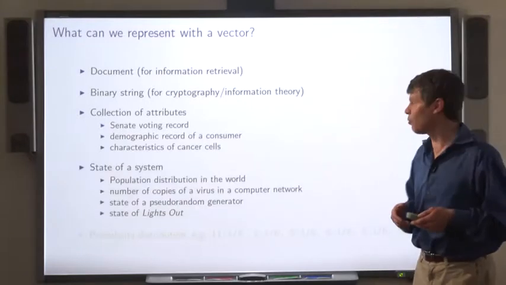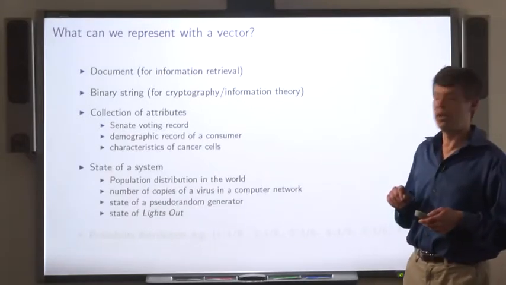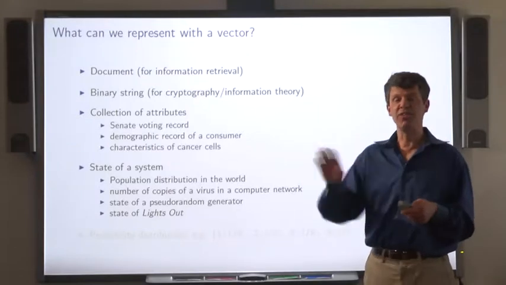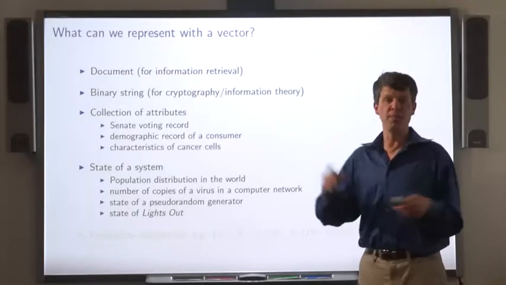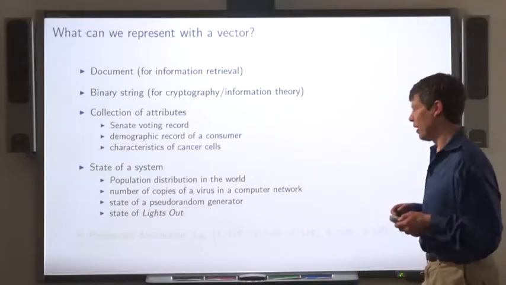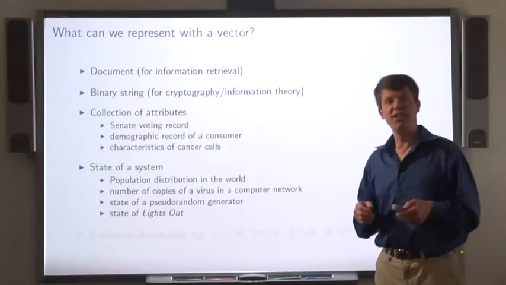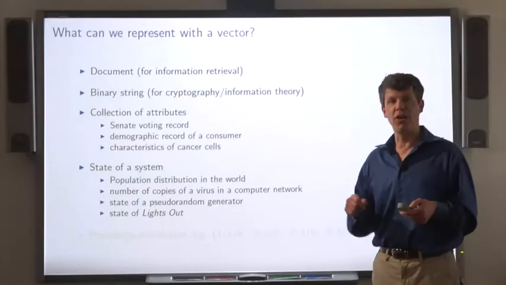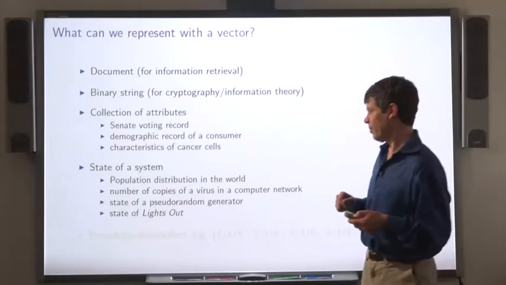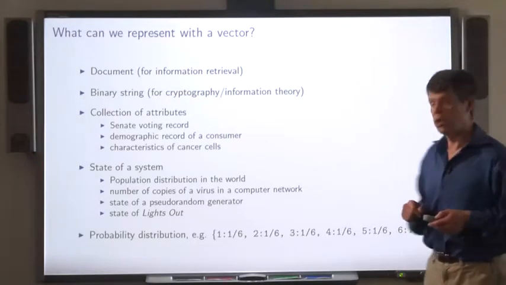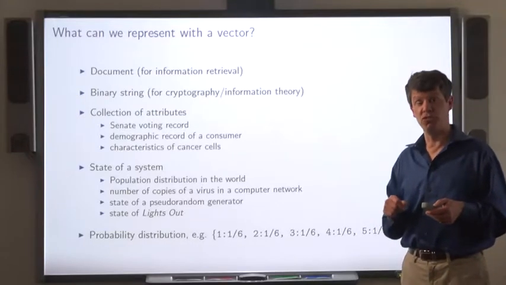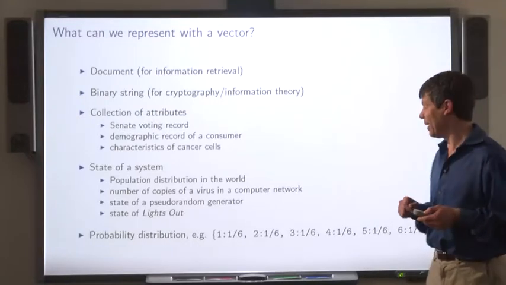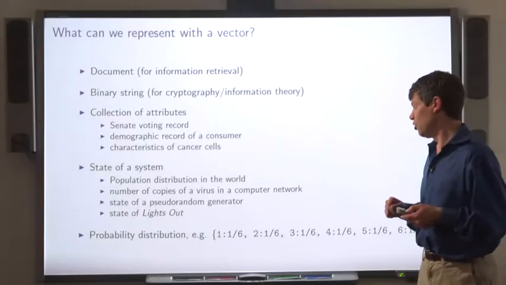We can also use it to represent the state of a system. For example, the population of different countries in the world, or the number of copies of a virus in a computer network. The state of a pseudo-random number generator, or the state of a game called Lights Out. You can also use it to represent a probability distribution, which is, after all, a mapping from some set to the real numbers.